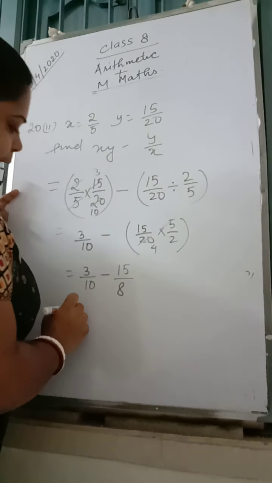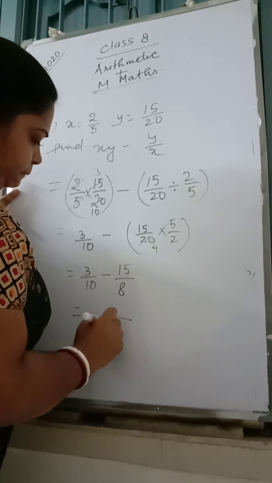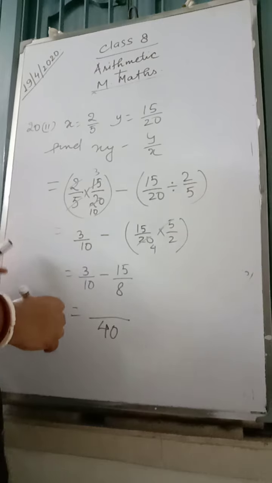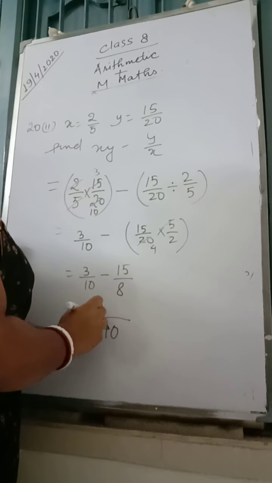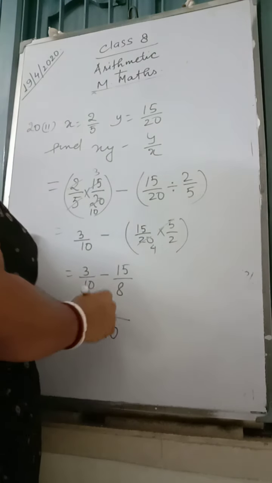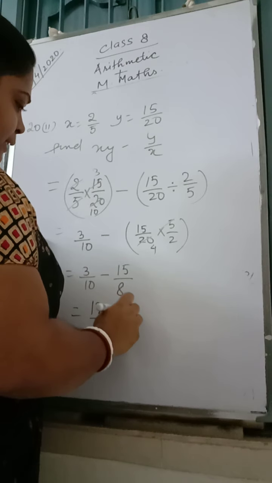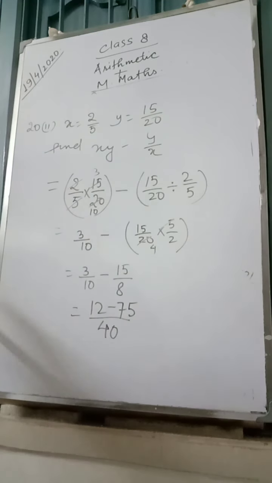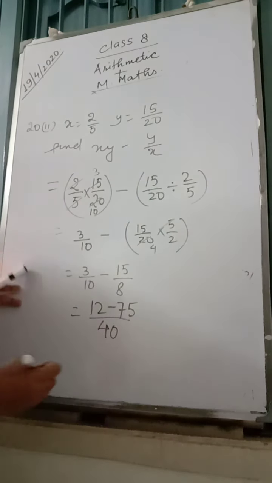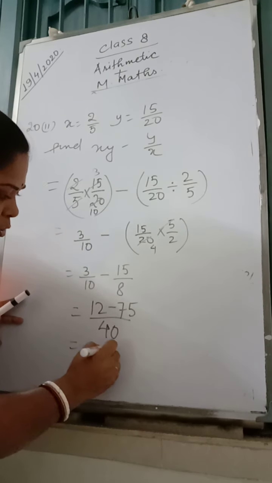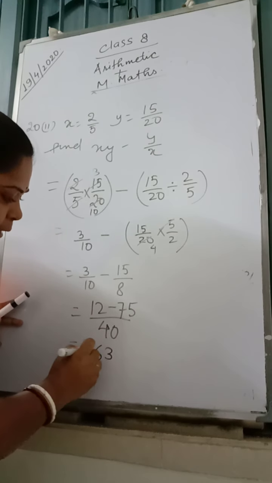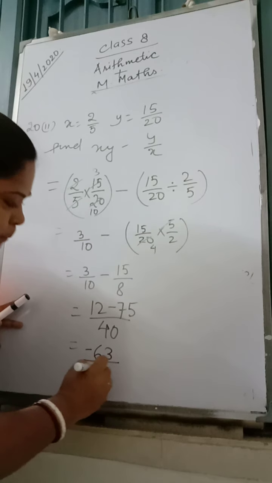Now 8 and 10 LCM is 40. 10 4s are 40, so 3 4s are 12. 8 5s are 40, so 15 5s are 75. So the answer will be 12 minus 75, which is minus 63 by 40.